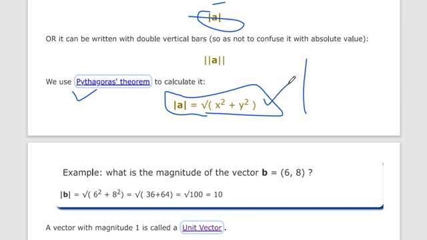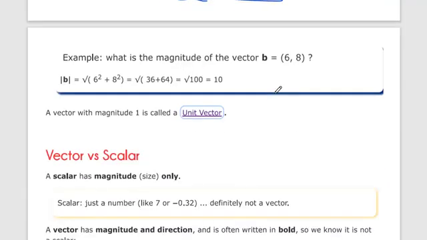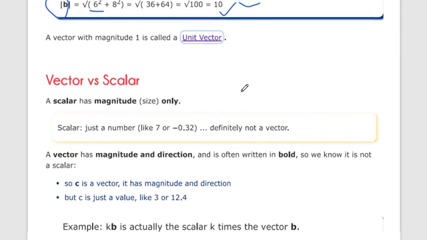So with this equation we can get the magnitude of a vector: square root of x square plus y square. It is simple like this. If you want to find the magnitude of the b vector, which has values 6 and 8, what will we do? 6 square plus 8 square, 36 plus 64, 100, and the square root of 100 is 10. So the magnitude of b is 10.